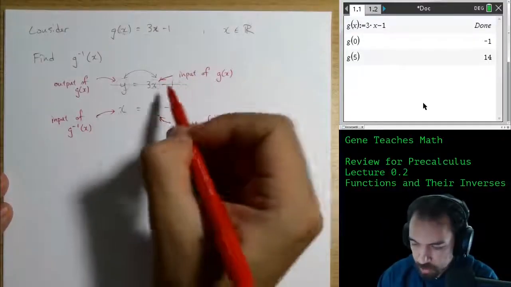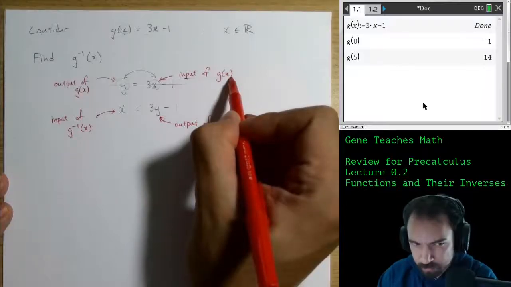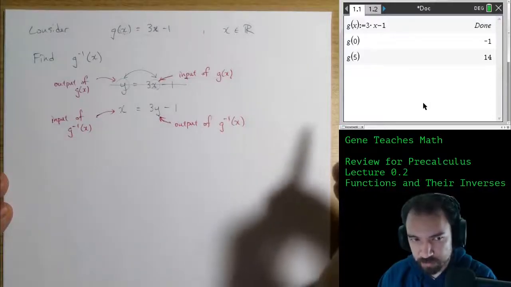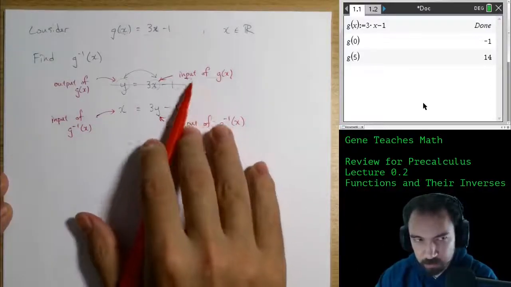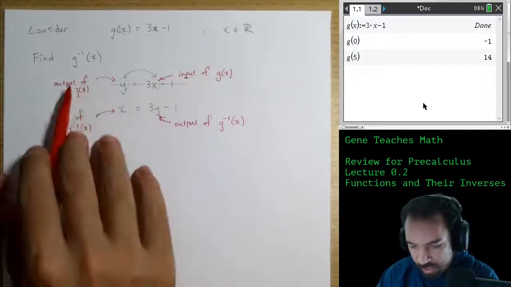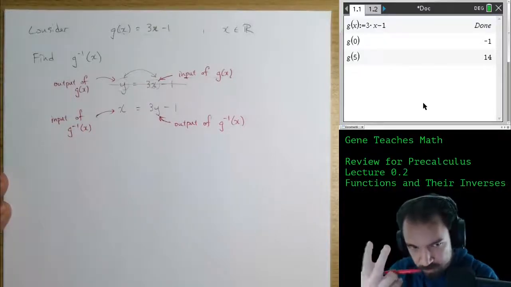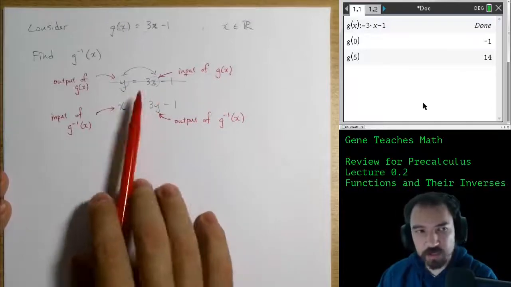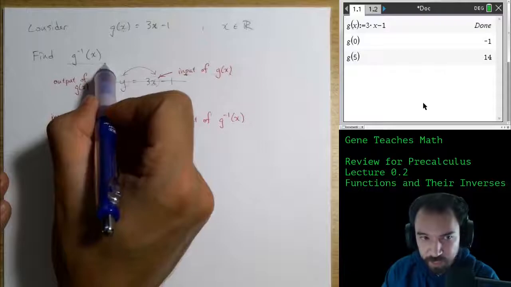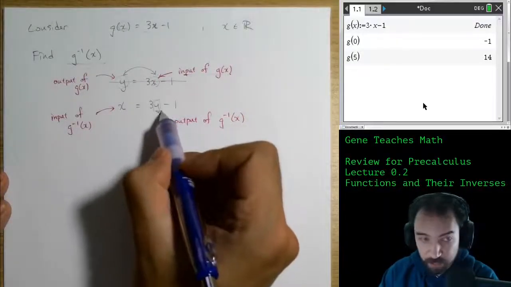Okay? Because the input of the original function, when you work backwards, is going to be the output of the inverse, right? Because you're switching the input and output. Input of the original is the same thing as output of the inverse. Similarly, the output of the original is the same thing as the input of the inverse, because you're switching the input and output. And this is why we say switch the x and y. And then since our goal is to find g inverse of x, that's the output of g inverse of x, we're trying to isolate for y.